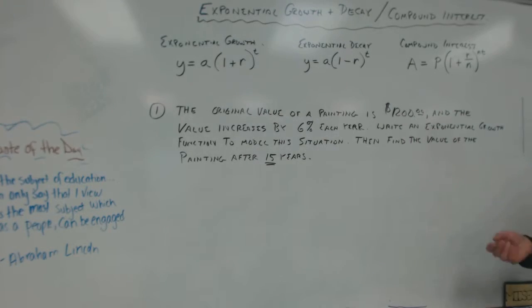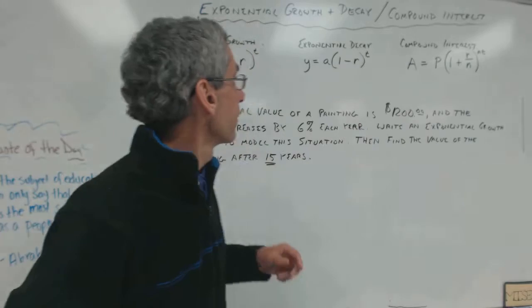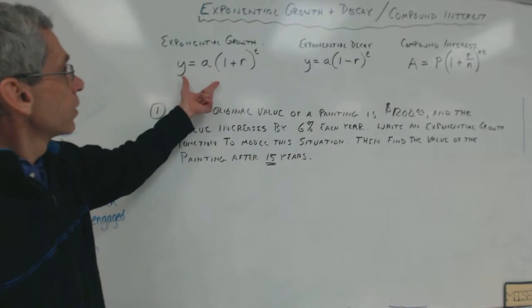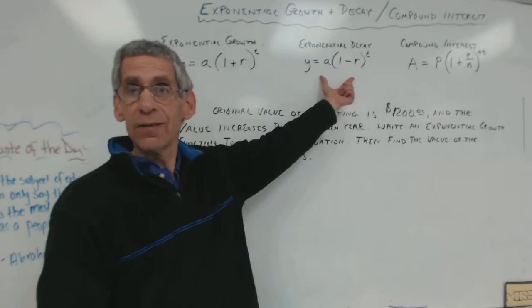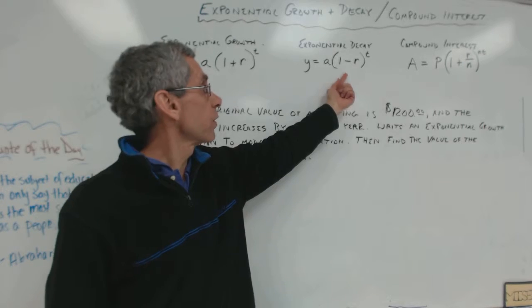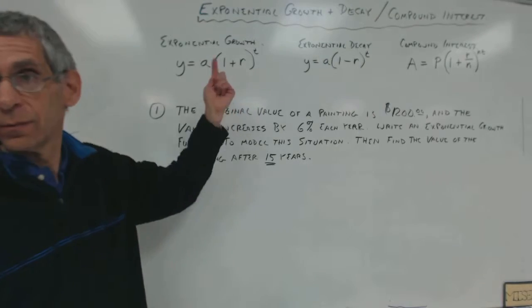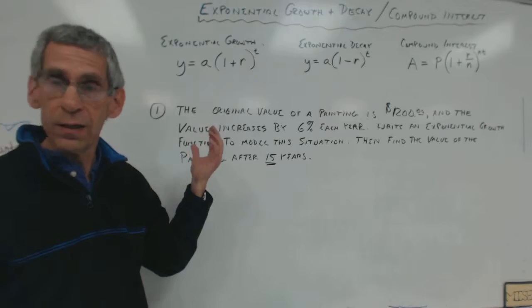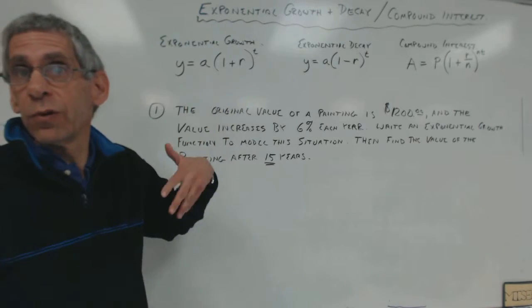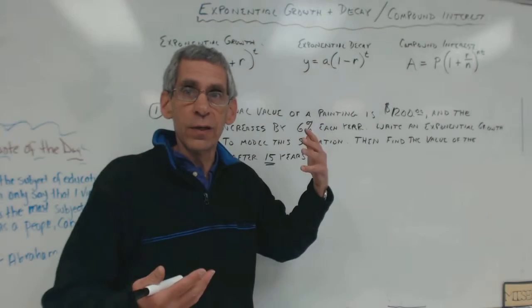So there are three equations here, right? So we have exponential growth and exponential decay. Now they look identical except for the minus sign and the plus sign. And it makes sense, really, doesn't it? Growth would be a plus and decay would be a minus.